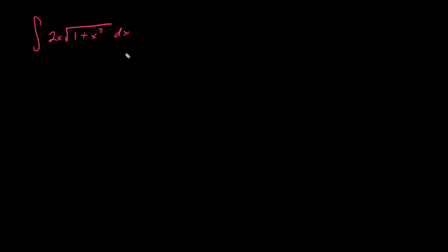So what we're going to do instead is we are going to say off to the side here, u is equal to 1 plus x squared. This is where the substitution comes in. So we're going to say u is equal to 1 plus x squared, right? So that's going to give us the integral of 2x square root of u dx.